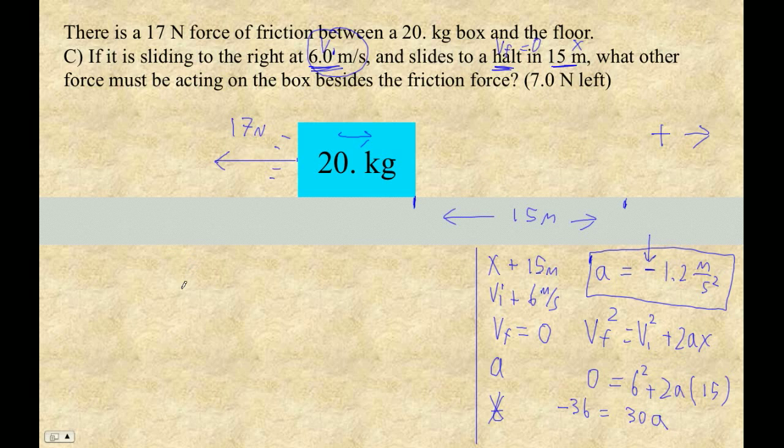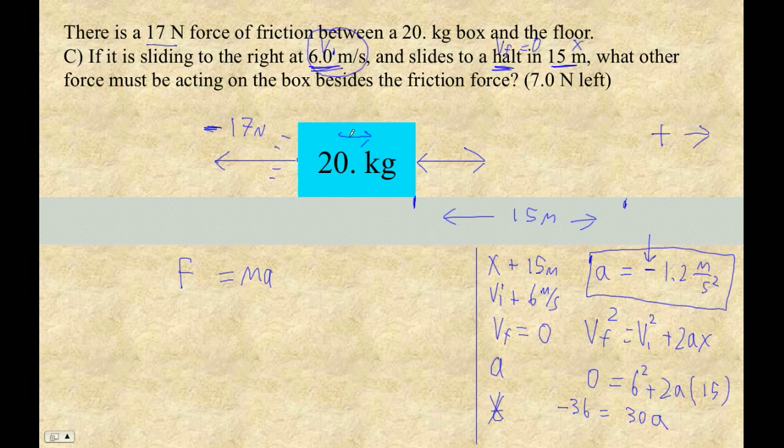So now we're going to set up F equals ma. We have an unknown force, and in this case, we really don't know which way it is. Would this 17 newton force stop it in 15 meters? I don't know. This is a real mystery. We've got to be very careful about this, right? So positive is to the right. That makes this guy negative, right?